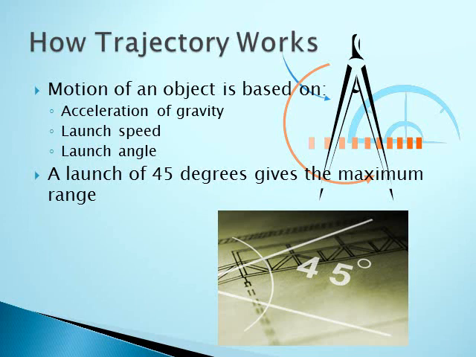How trajectory works. It's basically the motion of an object, and it is based on the acceleration of gravity, the launch speed, and the launch angle. It's also important to note that a launch of 45 degrees gives the maximum range of an object.